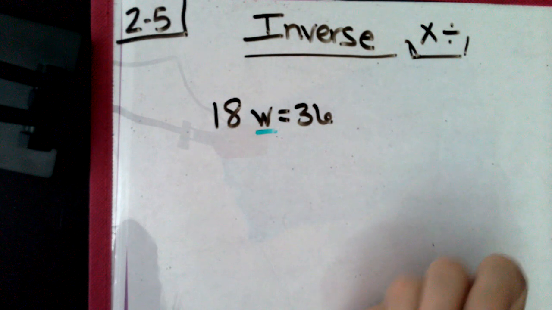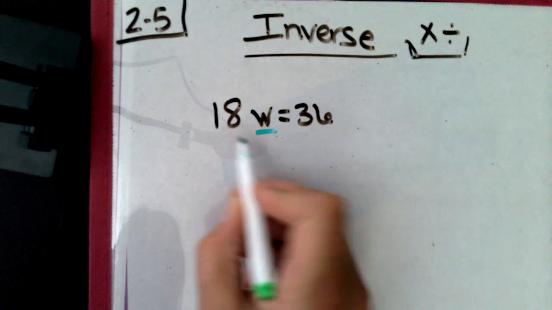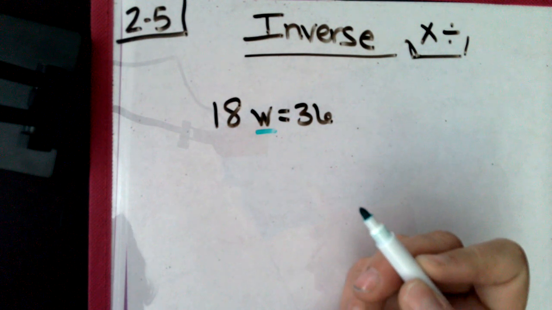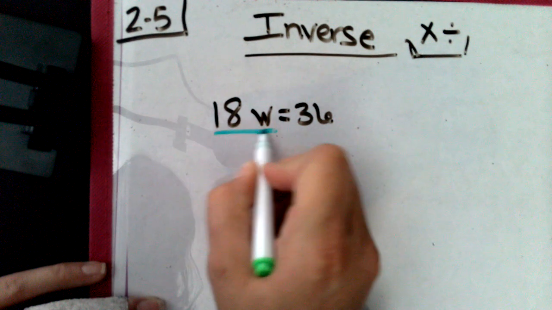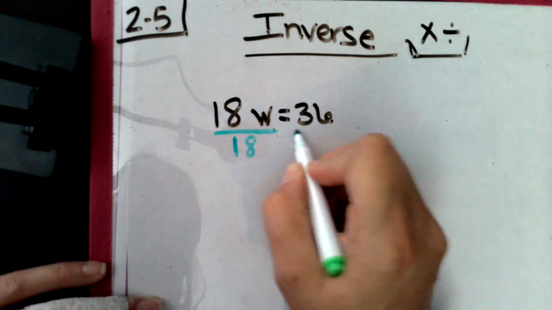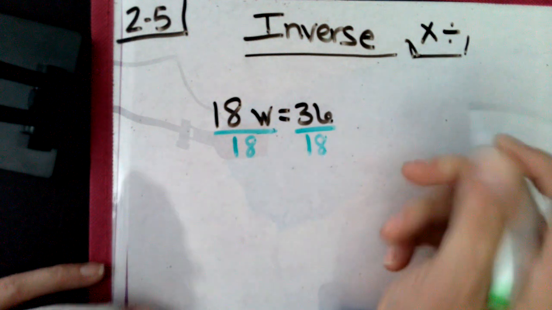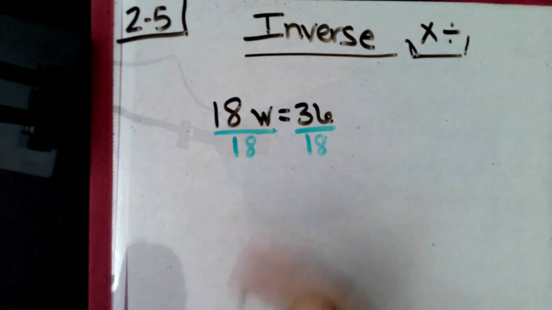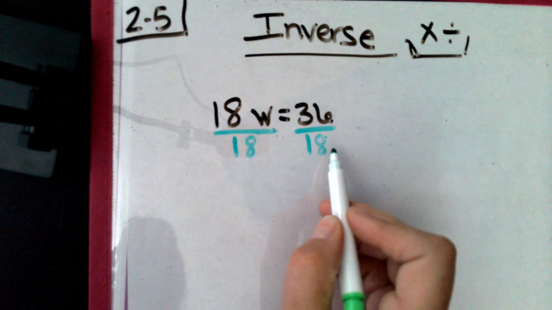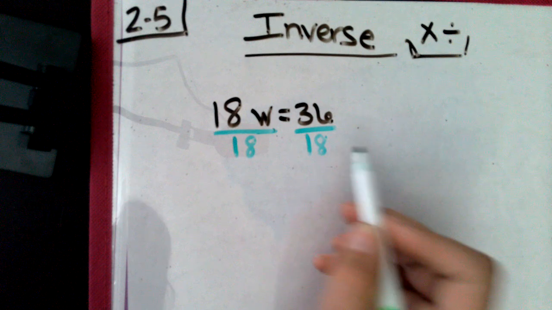Next, what are they doing to the variable? Well, in this one, they are multiplying it by 18. So how do I do the opposite? Well, in order to do the opposite, I have to divide it by 18. However, due to the division property of equality, if I divide on one side of my equation, I have to divide on the other side of the equal sign.